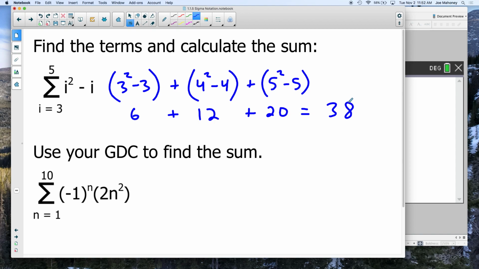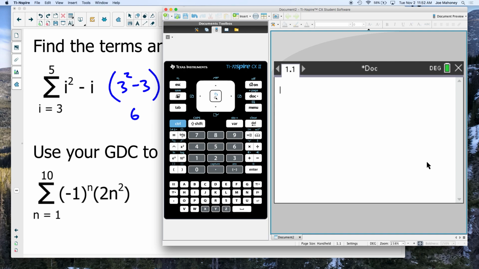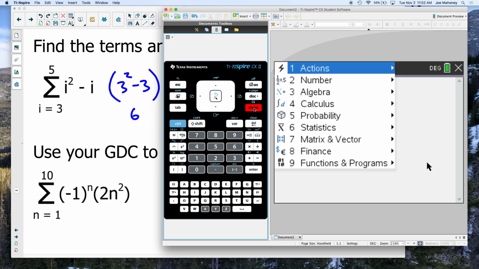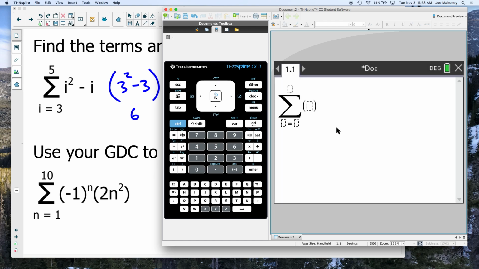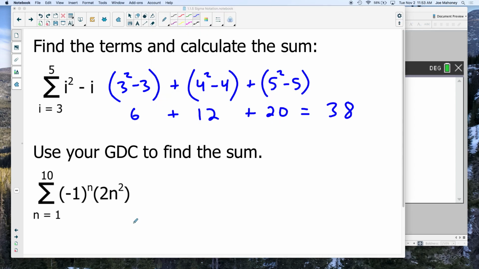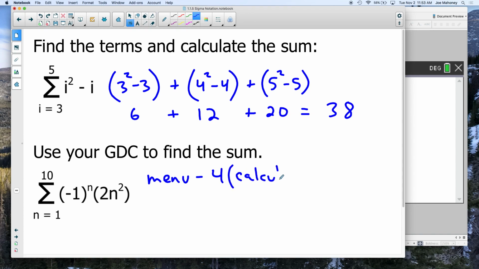And yes, we can use our graphing calculator to find this sum. I'm going to walk you through how to use the graphing calculator to find that next one. So the way we find our sum is we first go to menu, and then after menu, we're going to go to calculus. And in calculus, we want sum. And take a look at that. It just sets it up for us. So let me go back here for a second, and we'll do menu, and then 4, which was calculus. And then we choose sum. So that's the direction that we want to go in.